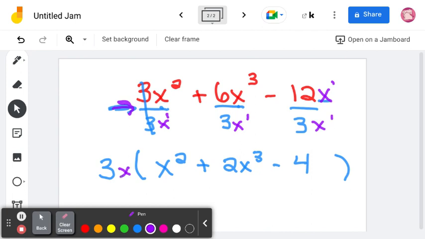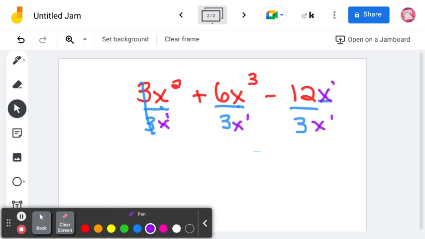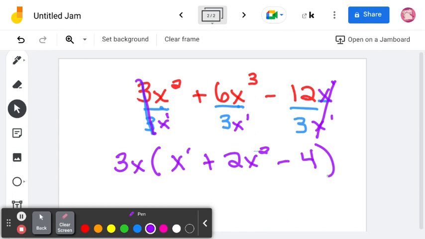So actually, let me start that part over. So if we take out a 3x as our GCF, the 3's still cancel. You have x to the 1, because remember, you're subtracting exponents when you divide, plus 2x squared minus, those cancel out, and you have 4. Your GCF goes on the outside, leftovers go on the inside. Let's go to the next type.